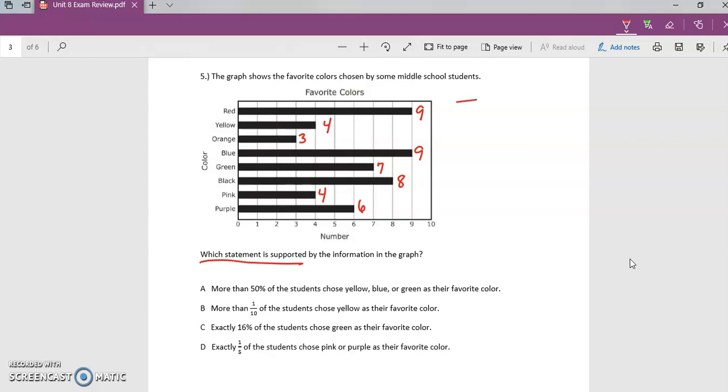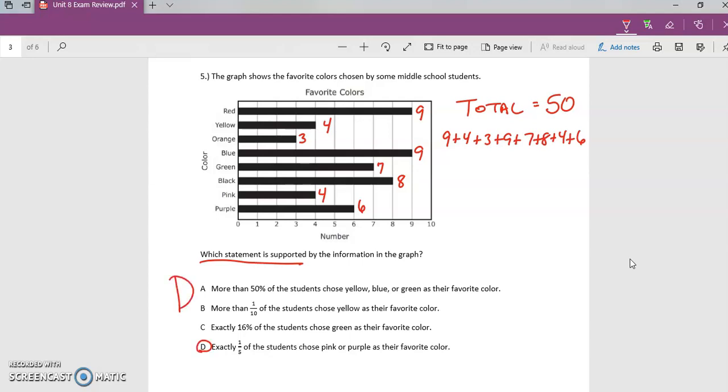It would be also a good idea to find our total. So if I add 9 plus 4 plus 3 plus 9 plus 7 plus 8 plus 4 plus 6, when I add all of those together, I'm going to get my total equal to 50 middle school students. So now, based on that, letter D would be my correct answer.